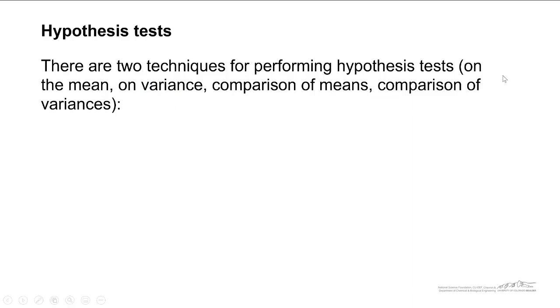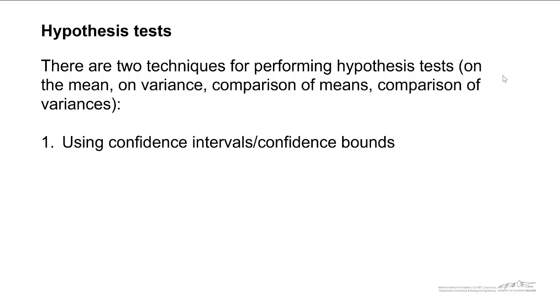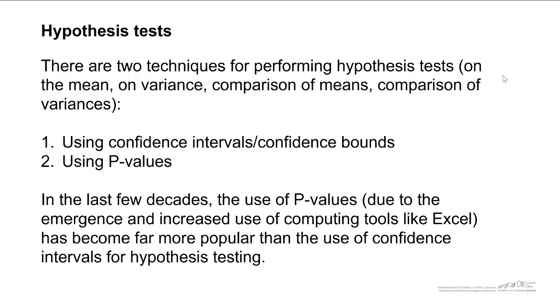Recall from the previous screencast, there are two techniques for performing hypothesis tests. The first one that we covered was using confidence intervals and confidence bounds. This technique is not typically done too much anymore because it's really easy these days to calculate p-values because of our computing tools that are readily available to us. So in this screencast, I'm going to go over using p-values to perform hypothesis tests.